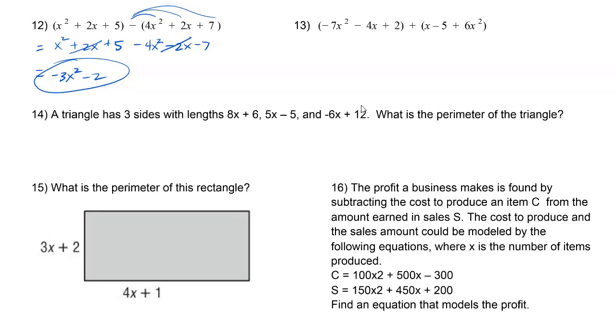Okay, so the perimeter means the outside of the triangle. So if we had a triangle like this, and the sides were 2, 3, and 5, the perimeter would be 10. How did I find the perimeter of that triangle? What did I do?